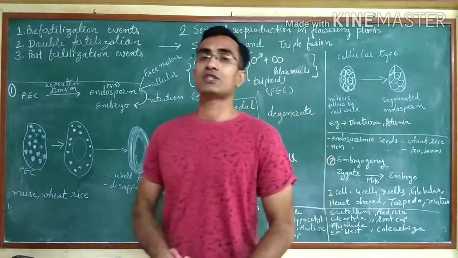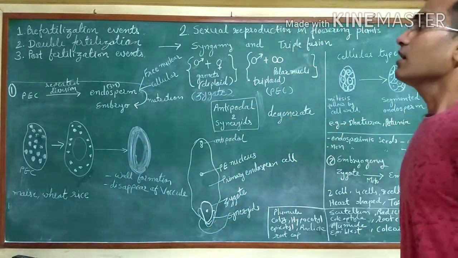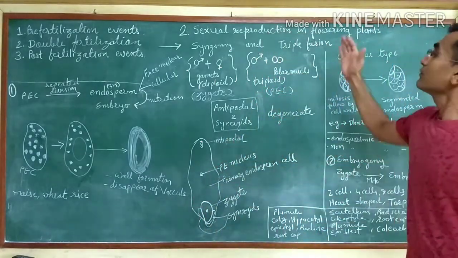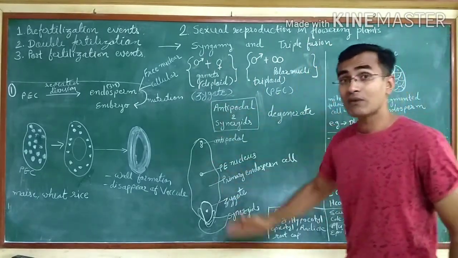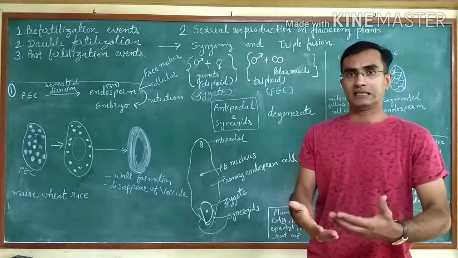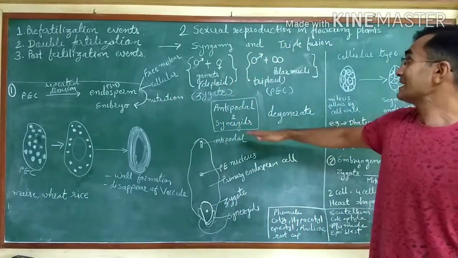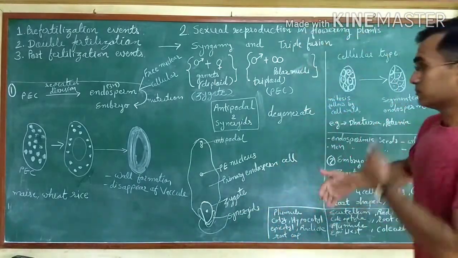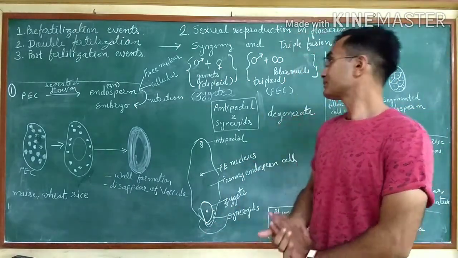After double fertilization, the post-fertilization events take place. Post means after. During the post-fertilization event, as we have seen, during the fertilization the zygote and primary endospermic cell were formed. Now what will happen? This zygote will continuously divide mitotically and form the embryo. Whereas the primary endospermic cells will start dividing mitotically and form the primary endosperm, or you can say the endosperm.